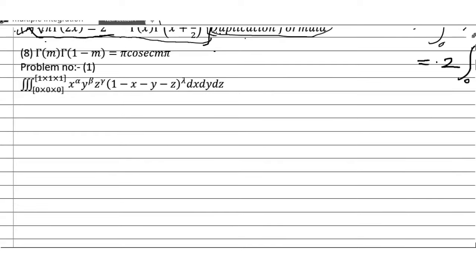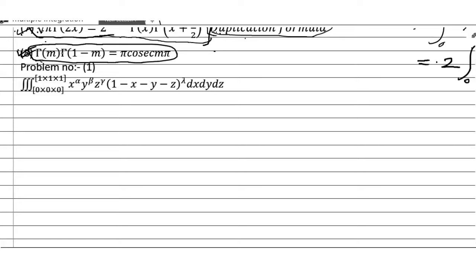Another is gamma m into gamma 1 minus m is equal to pi cosec m pi. So friends, I am discussing some formulas. Now I will solve some problems.